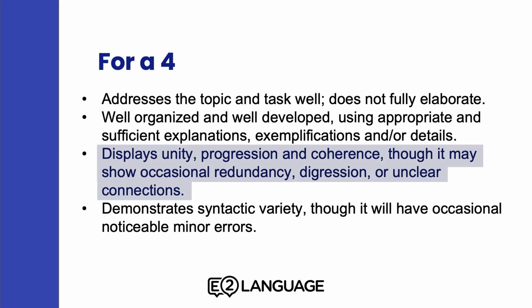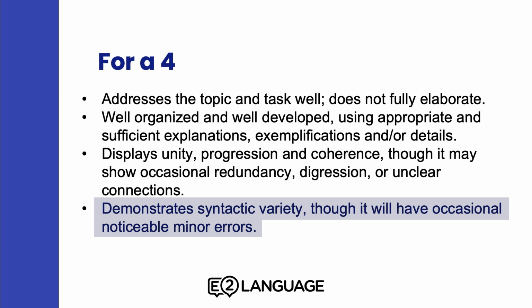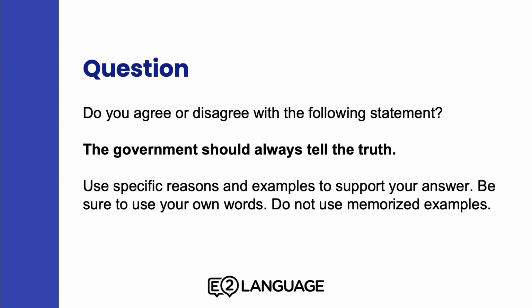It also says unity and progression, although there may be redundancy, digression, or unclear connections. We're going to try to avoid that today. And finally, it says demonstrates syntactic variety, though it will have occasional noticeable minor errors. So again, you've got a good range of grammar and sentence structures, but for a 4, you can make a few more grammatical errors. So do remember that. You want to have range of grammatical structures, but it doesn't always have to be perfect. Now that said, you want to have as few grammatical errors as possible, but don't get stressed out if you're getting feedback from your teachers with your grammatical errors. Try to make less.